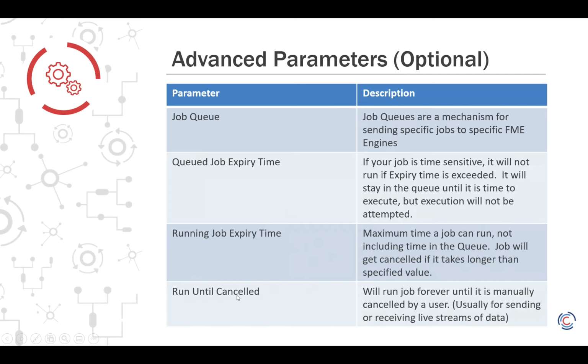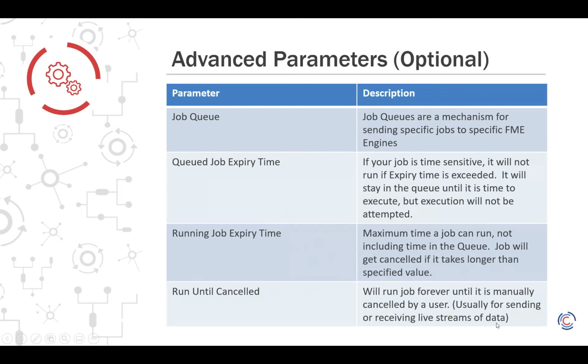After that, we have run until canceled. In this case, a job is going to run forever, basically, until it is manually canceled by a user. Usually, this is for jobs that are sending and receiving live streams of data.